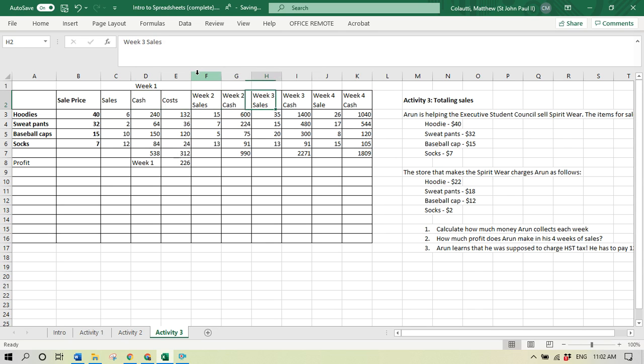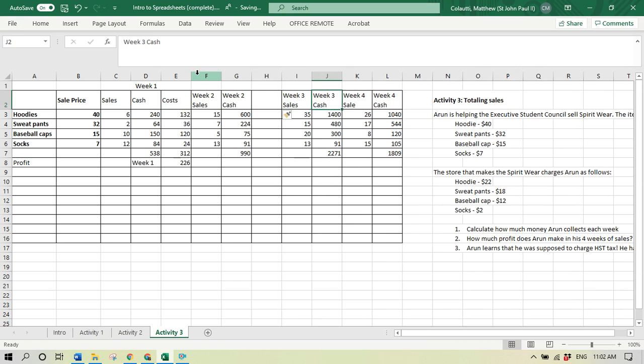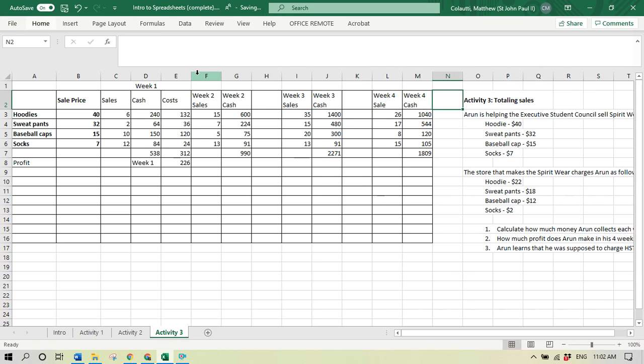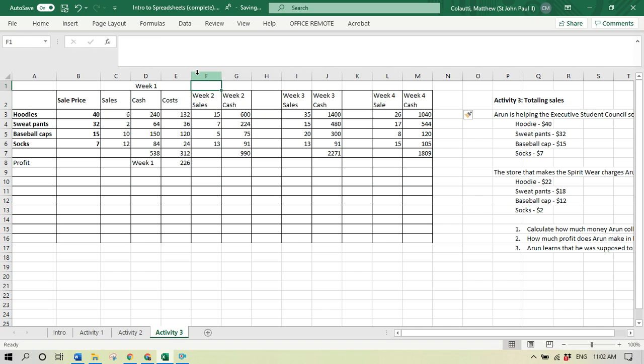Now for week 2, I need to add another column. Week 3, I need to add another column. And then add another column here. So this is going to be merged. So this is week 2. This is week 3. And this is week 4.